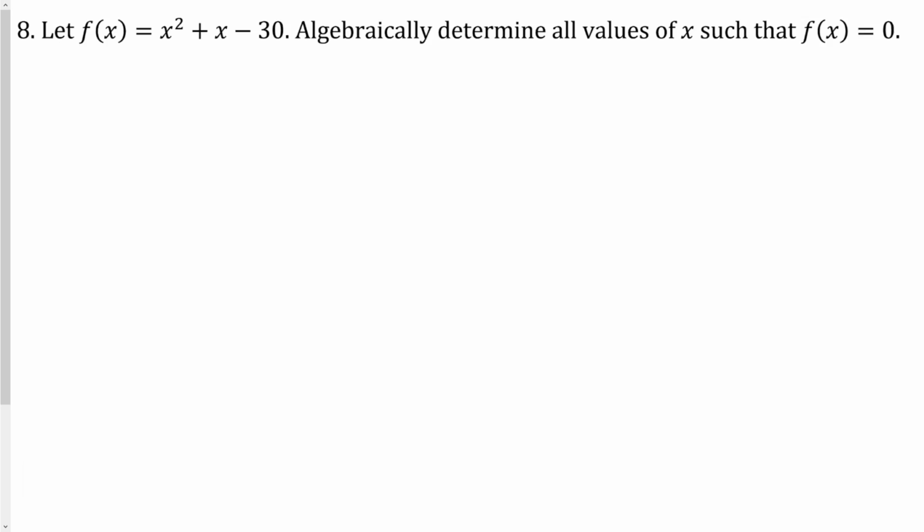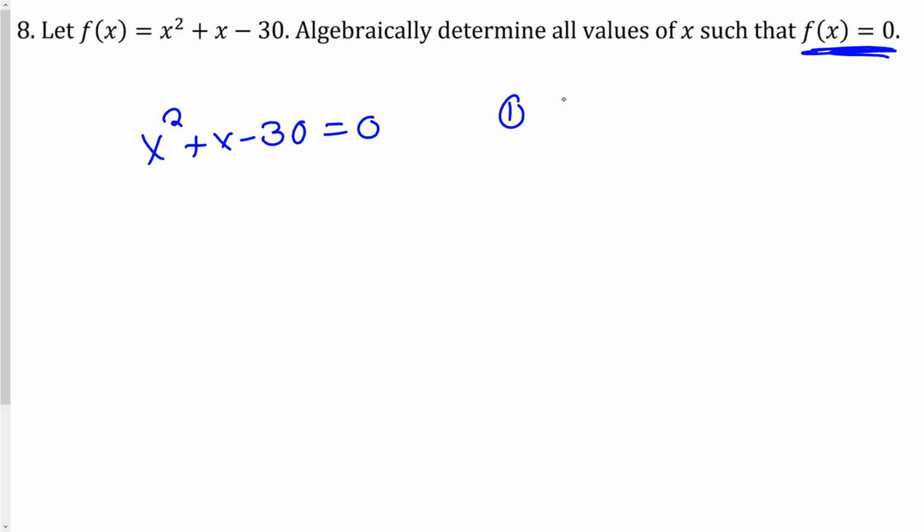Alrighty, number 8 says let f of x equal x squared plus x minus 30. Algebraically determine all values of x such that f of x is 0. So I want to know, when does this function output a 0? So I know that's f of x. I want to know when it equals 0, so I'm going to do x squared plus x minus 30 equals 0.